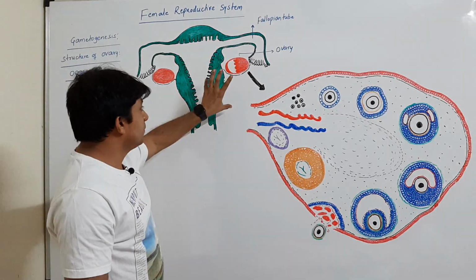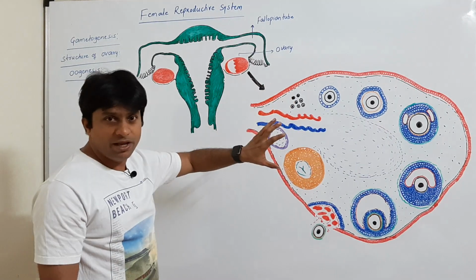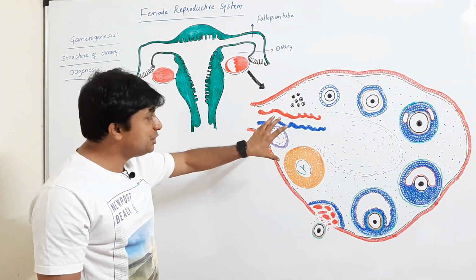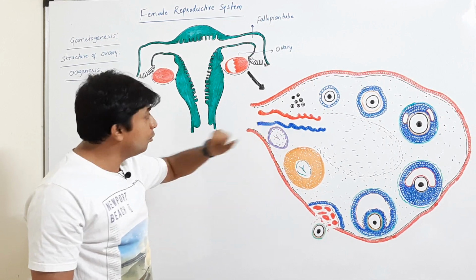Okay, so let us study how exactly the process takes place. Before that, we'll study the structure of the ovary, and then we'll see how the process of oogenesis is initiated and how it completes to finally form the mature ovum.